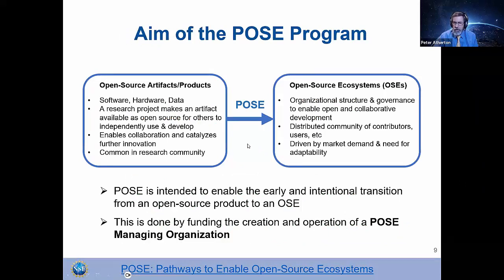So as I said, POSE is intended to catalyze the transition from an open source product to an open source ecosystem. But more particularly, it's intended to enable the early and intentional transition of an open source product to an open source ecosystem. The reason we want to do this early and intentionally is we want to bake in all of the features that I mentioned a moment ago, like security, privacy, et cetera, at the start, as Gracie mentioned in her opening remarks, because we believe that's going to result in a safer, more secure, more reliable open source ecosystem. And the way POSE works is it does this by funding the creation and operation of a POSE managing organization. This is the organization that I alluded to a slide or two ago.